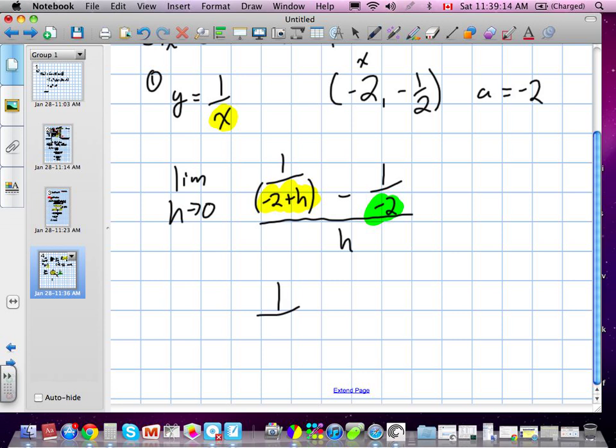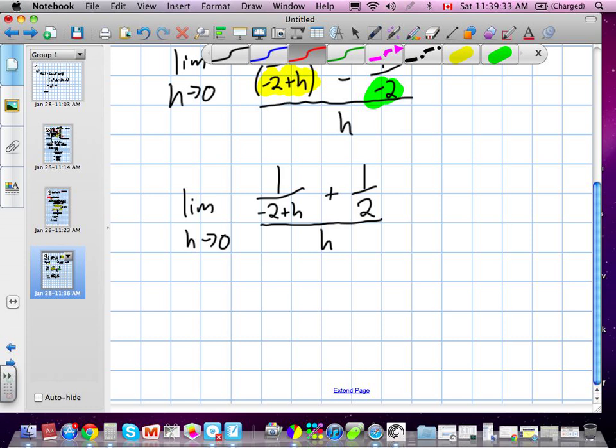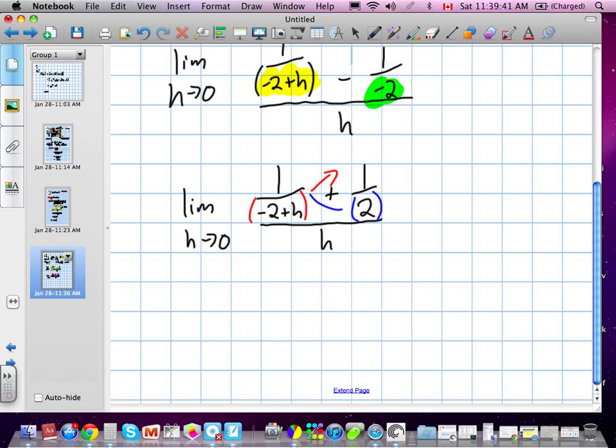We need a common denominator here, right? So essentially we're going to multiply this function by the denominator on the left, and we're going to multiply this function by the denominator on the right. When we do that, we're going to end up with a common denominator. So on the first one, we get 2 over, and we multiply the top and the bottom by 2. In this one, we multiply the top by -2 plus h, and multiply the bottom by -2 plus h. So we have common denominators here.